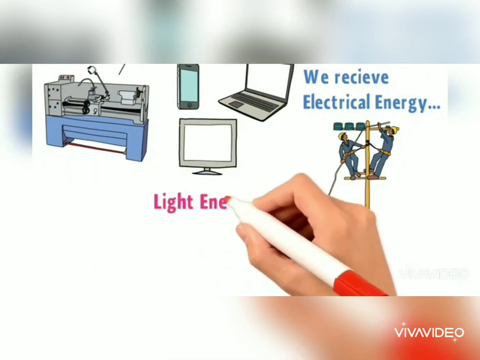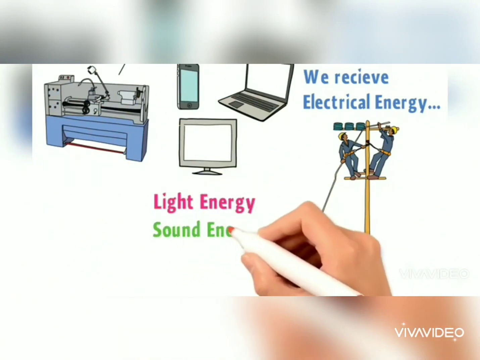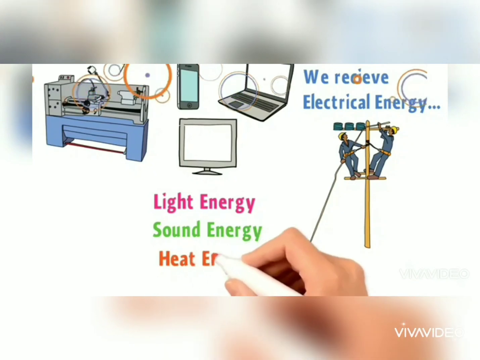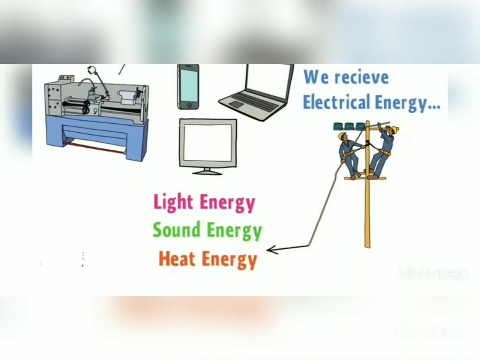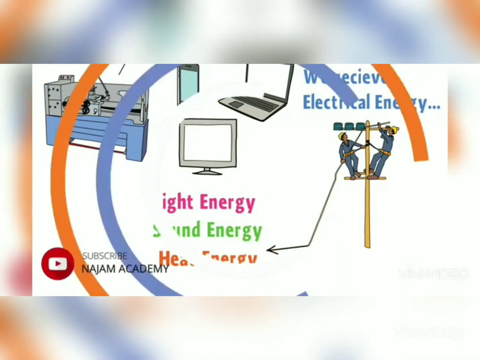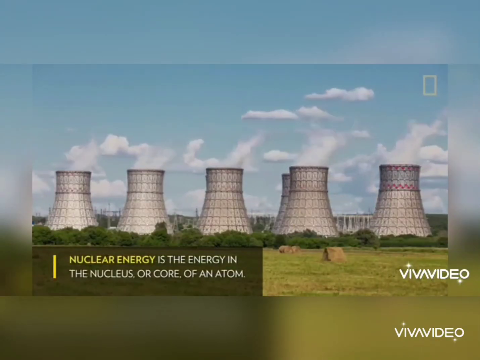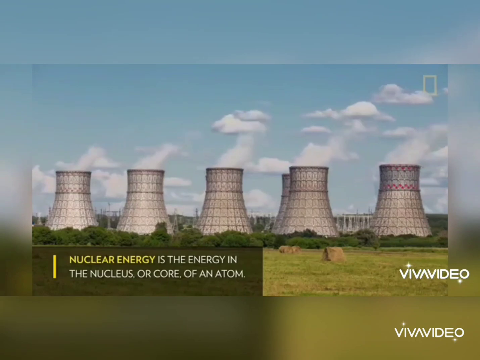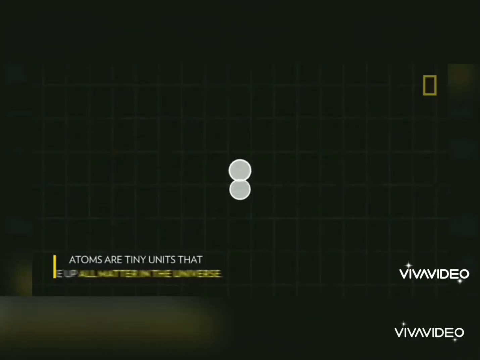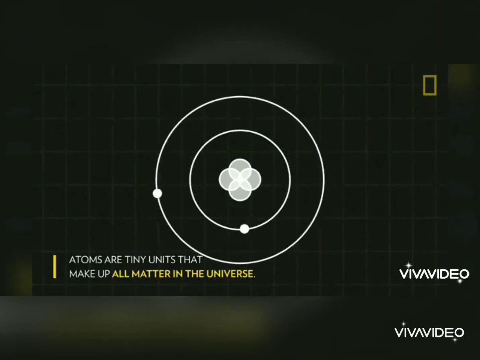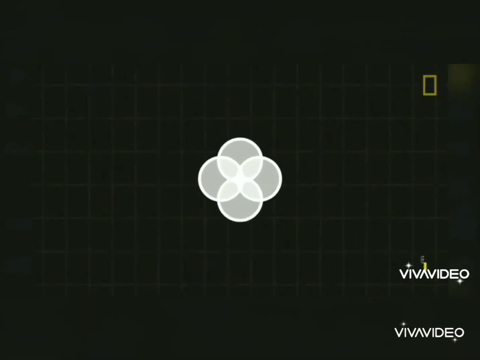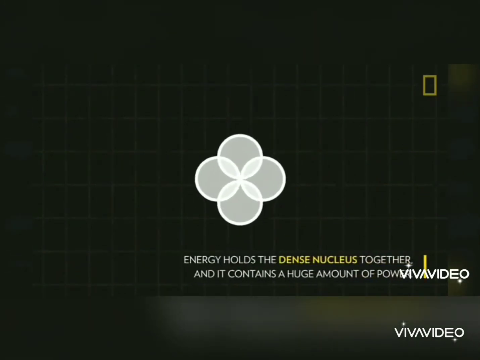Electrical energy can also be converted into light energy, sound energy, or heat energy. Now, our last form of energy is nuclear energy. Nuclear energy is the energy in the nucleus or core of an atom. Atoms are tiny particles that make up all matter in the universe. Atomic energy can be used for peaceful as well as destructive purposes.